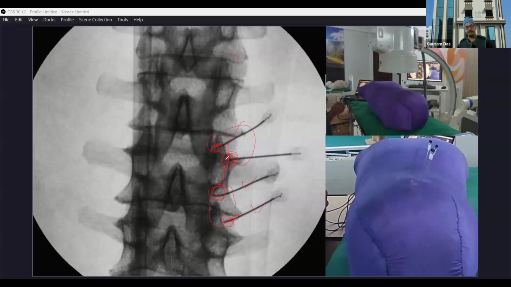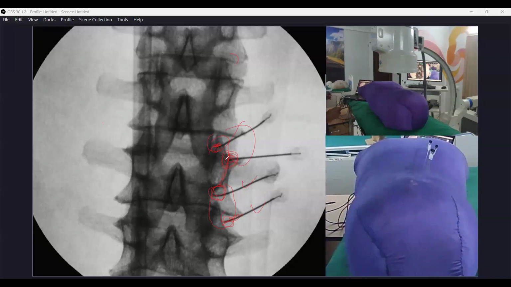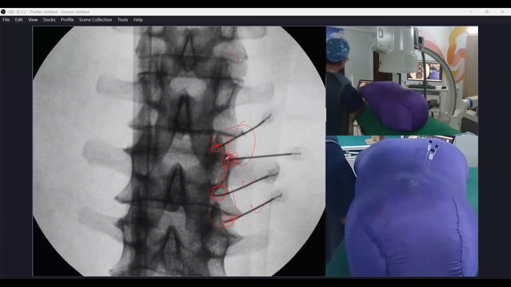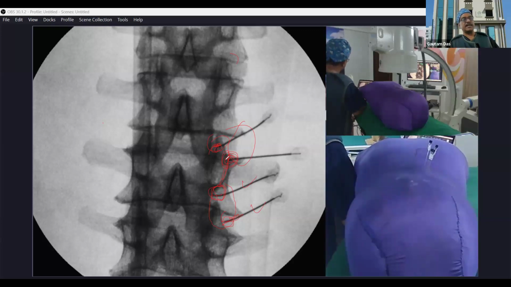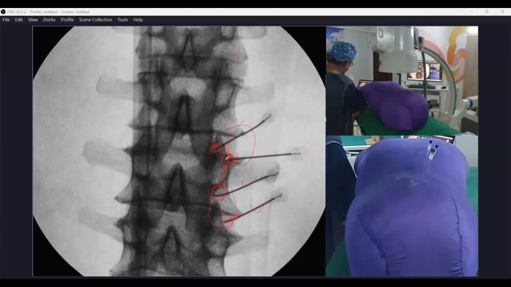Understood? Sir, so there is no role of seeing a lateral view if you are targeting the facet joint or medial branch. Yes, on the lateral view it is not going to confirm it. Confirmation is by the AP and the oblique, but the lateral view is important to see that your needle has not inadvertently gone closer to the foramen. Okay?